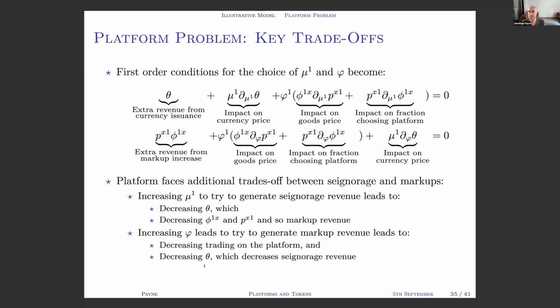And in some sense, the firms have a choice. They can kind of specialize in saying, look, I really don't care about the seigniorage revenue. I just want to get a lot of trading on my platform, right?